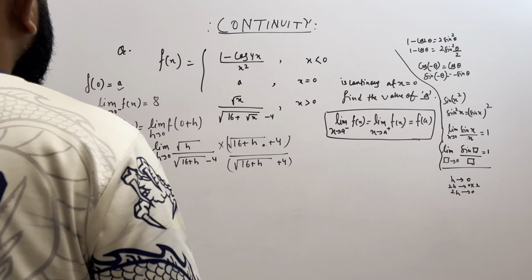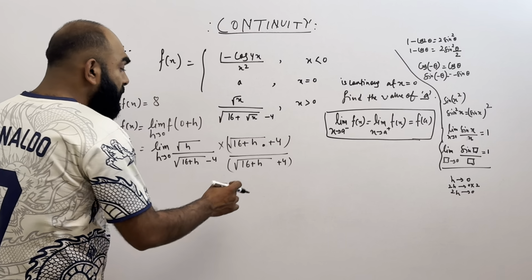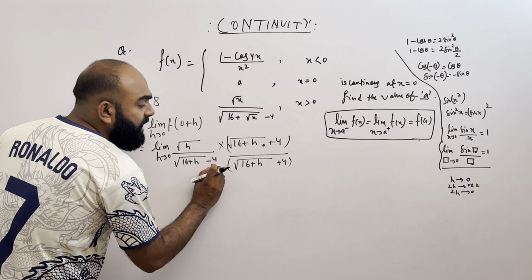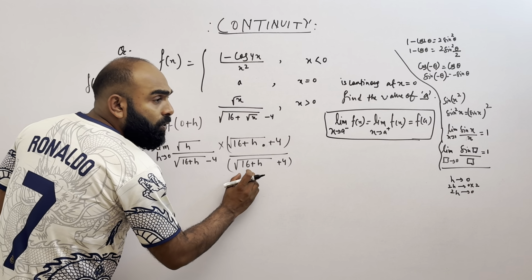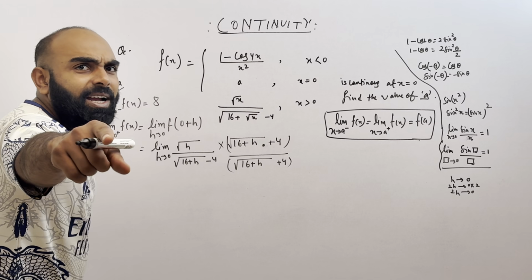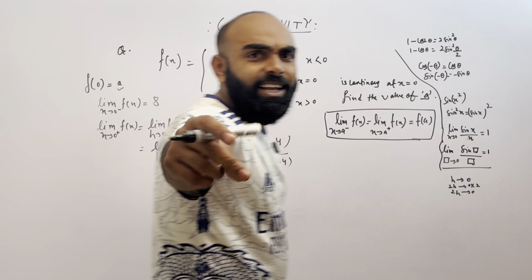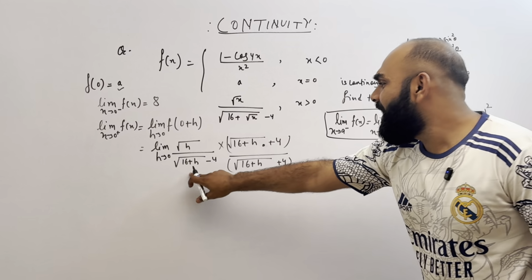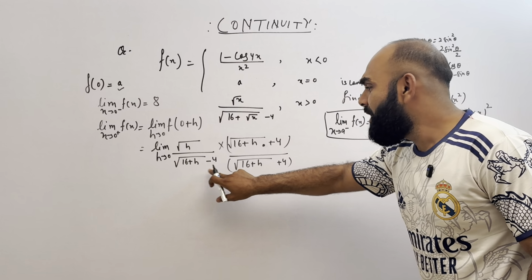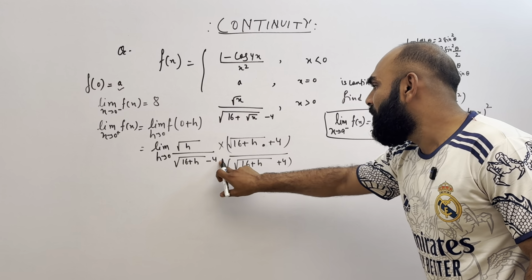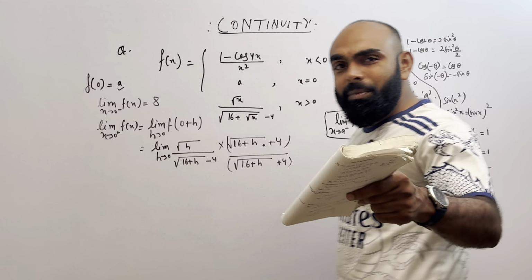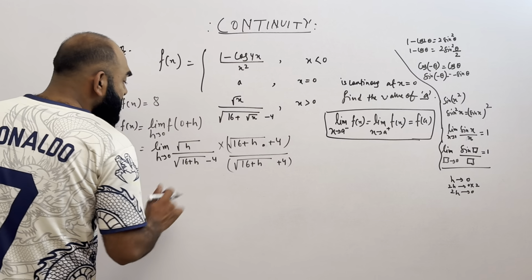Now you can see in the denominator we have a term where a is root over 16 plus h and b is minus 4. Then a is root under 16 plus h and b is plus 4. So a minus b into a plus b, where a is root over 16 plus h and b is 4. It is a square minus b square.